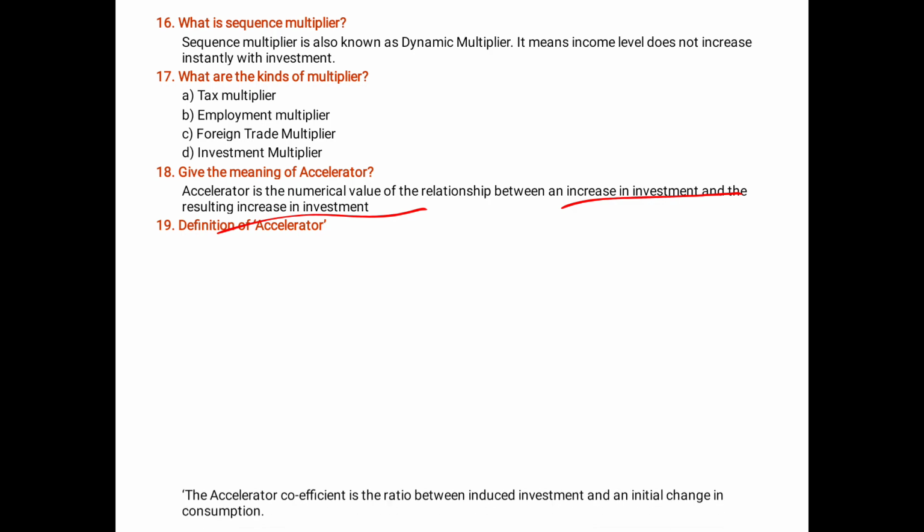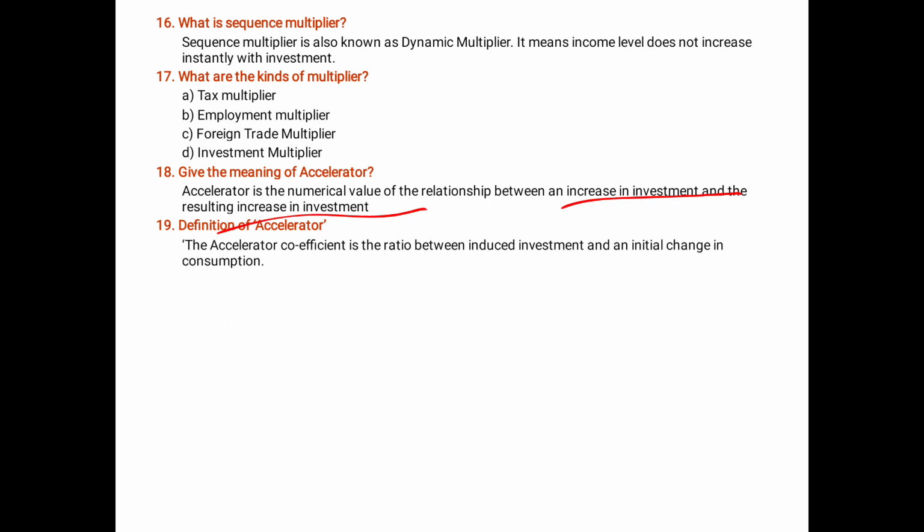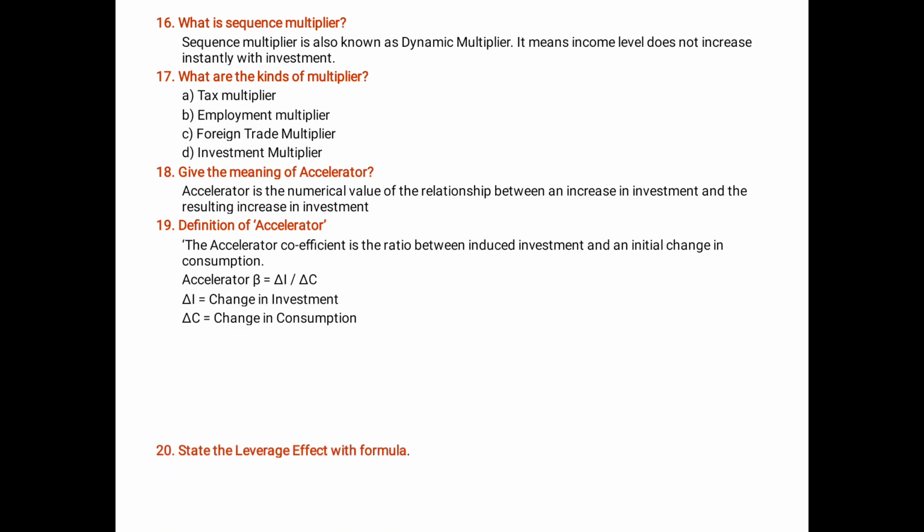Give the meaning of accelerator. Accelerator is supposed to be a numerical value which tells about the relationship between increase in investment and the resulting increase in investment. Then define accelerator. Accelerator is supposed to be the coefficient of the ratio between induced investment and the initial change in consumption. It is represented by beta is equal to change in I by change in C. Change in I represents investment and change in C refers to consumption.